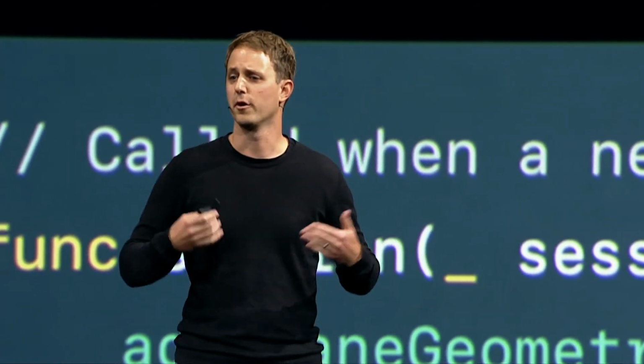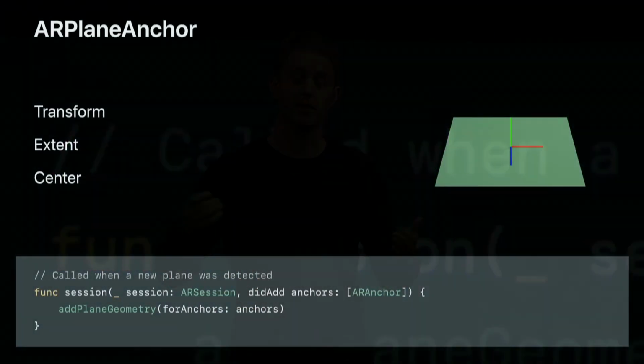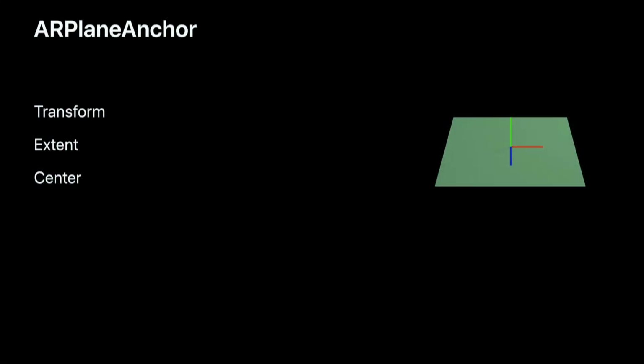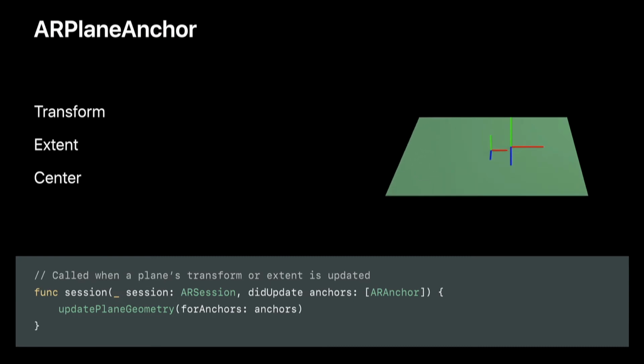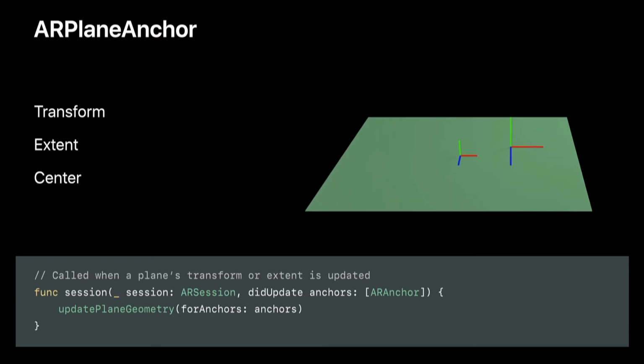As the user moves their device around the scene, we'll learn more about this plane and can update its extent. When this happens, you will receive a delegate call, session did update anchor. And you can use that to update your visualization. Notice how the center property actually moved because this plane grew more in one direction than another.